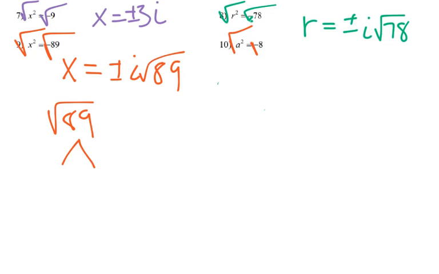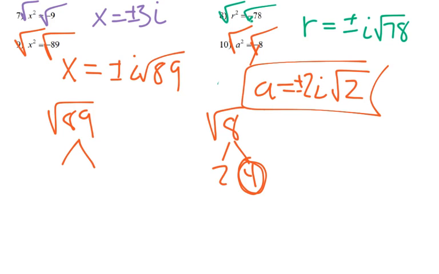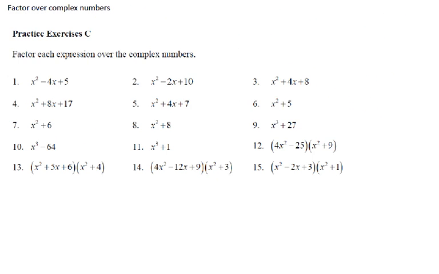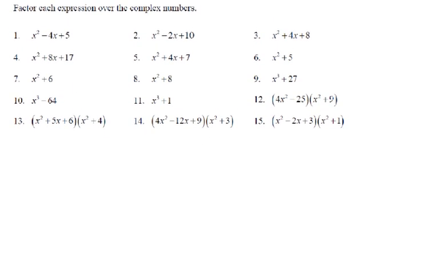Number 10, take the square root. So a would equal, that negative would be i, square root of 8, 2 and 4. We know the square root of 4 is 2. So it would be plus or minus 2i square root of 2. Alright, now we're going to get to the hard stuff. Now we're going to factor each expression over the complex numbers.